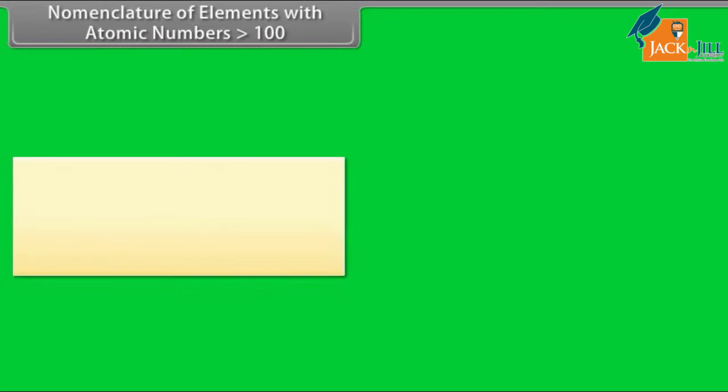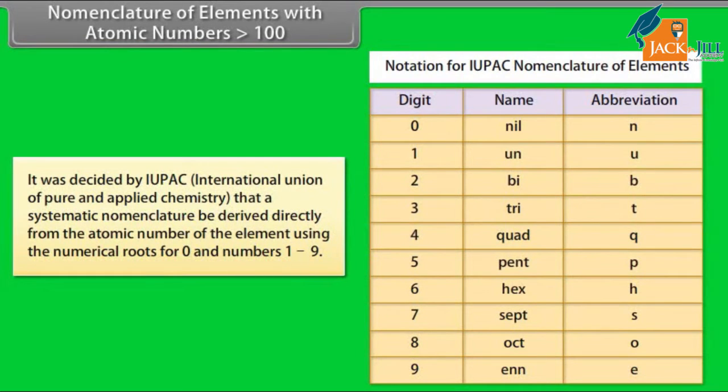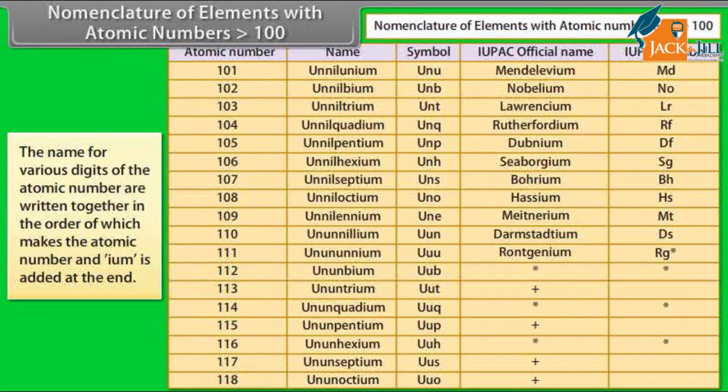Nomenclature of elements with atomic numbers greater than 100. It was decided by IUPAC, the International Union of Pure and Applied Chemistry, that a systematic nomenclature be derived directly from the atomic number of the element using the numerical roots for 0 and numbers 1 to 9. The names for the various digits of the atomic number are written together in the order which makes up the atomic number, and ium is added at the end.